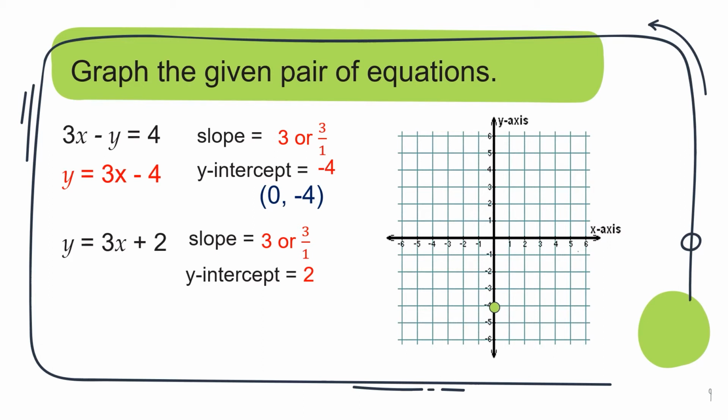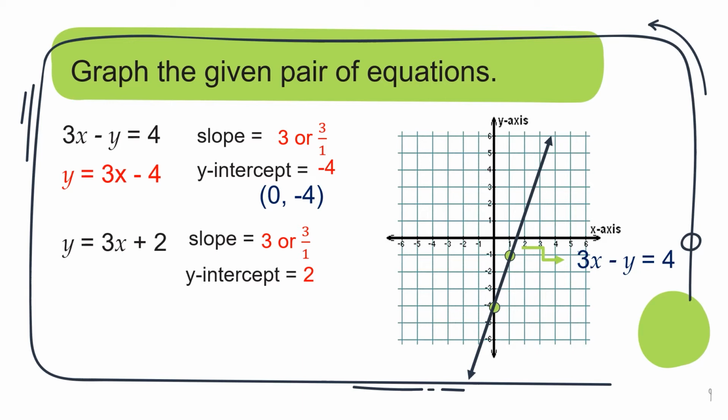To find the second point of the equation, we have to consider the slope, which is positive 3 over 1. Rise is positive 3, so we have to count upward. 1, 2, 3. And the run is positive 1, that is going to the right. And now, the second point is located at positive 1, negative 1. Connecting the points, we have now the graph of 3x minus y is equal to 4.